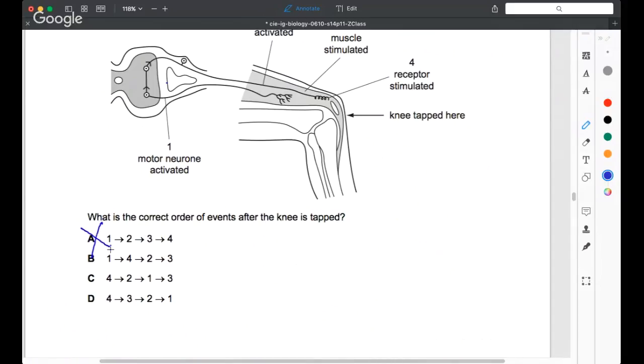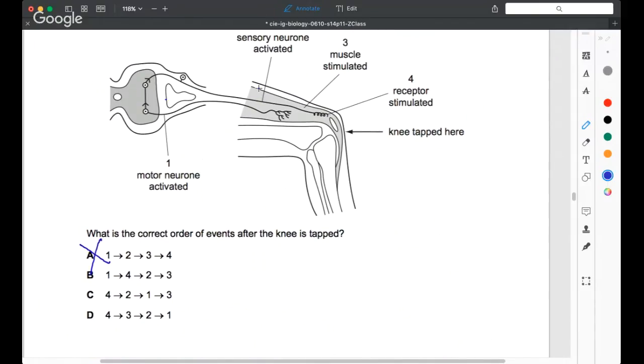We can rule out A and B because they don't have number 4 first. And then we send all our signals along our sensory neuron. So that's going to be number 2, sensory neuron activated. So it's 4, then 2. So it's got to be C. We know that already from just the first 2. And then why is it 1 and 3 next? We go through our relay synapse from our sensory neuron, and then our motor neuron is activated, which activates our muscle, which causes it to contract. So you get that jerk, pulling the foot and the bottom of the leg up. So that's number 3 last. So C is the correct answer.